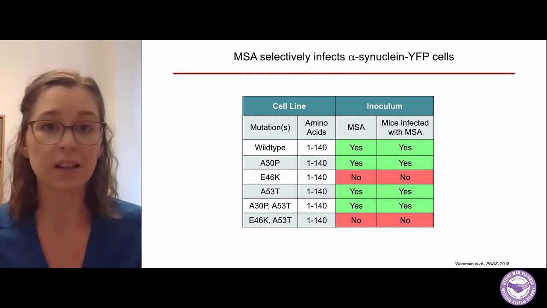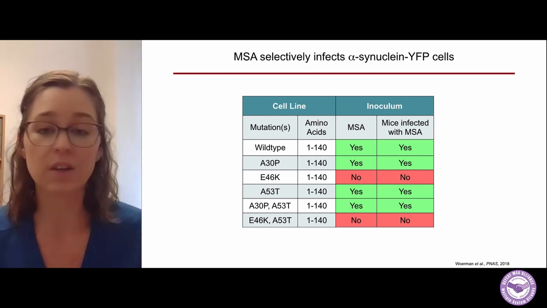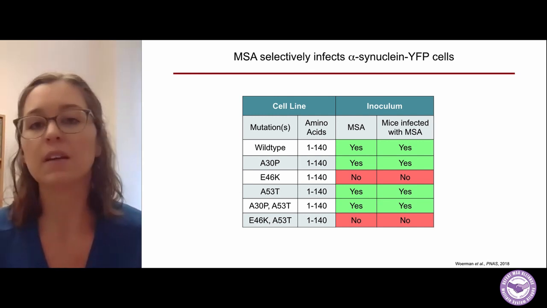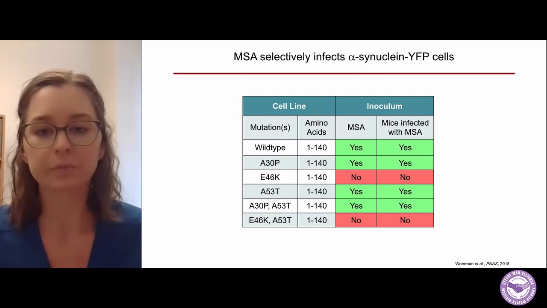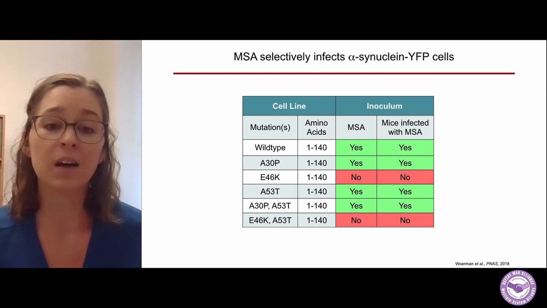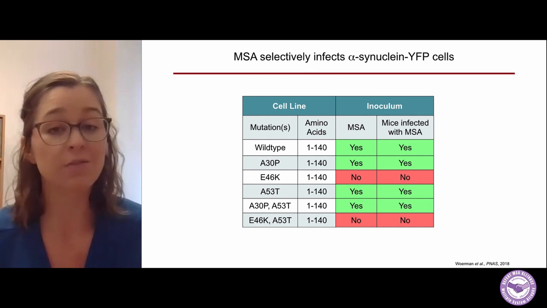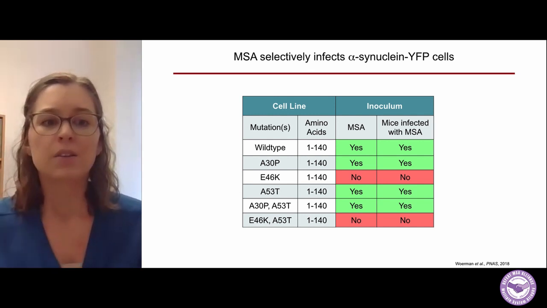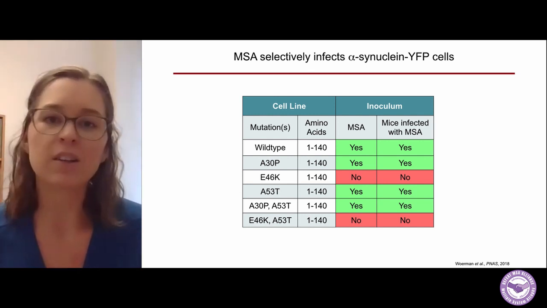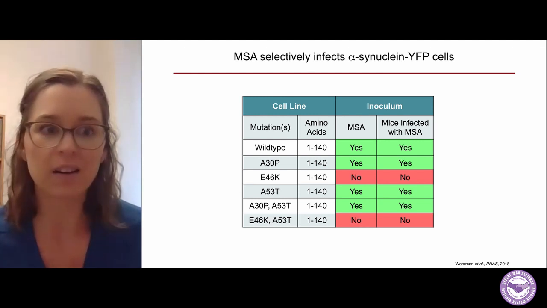Interestingly, when the cells expressed E46K, another Parkinson's mutation that I mentioned earlier, MSA could not infect the cell line. And even when we expressed A53T alongside E46K, this couldn't rescue infection by MSA. So this had everybody scratching their heads, wondering what was special about E46K that was making it so that MSA wasn't infectious and couldn't cause aggregates in our cell line.